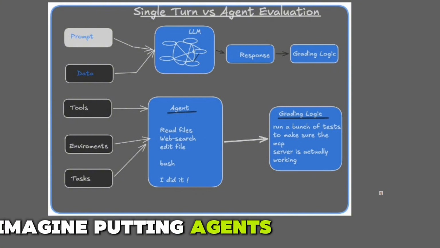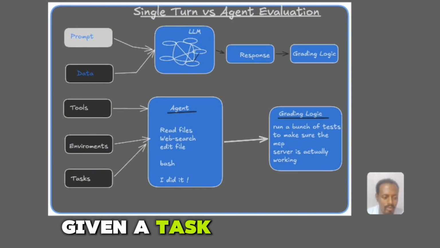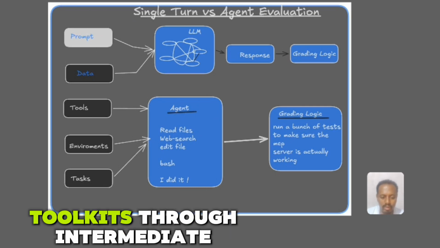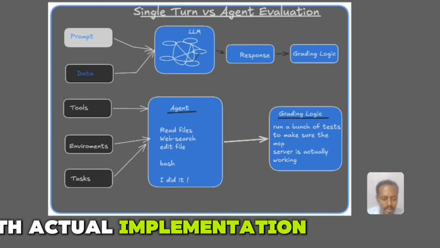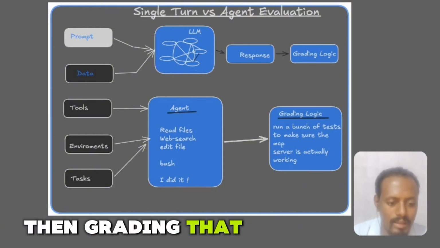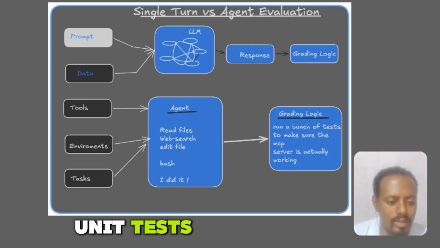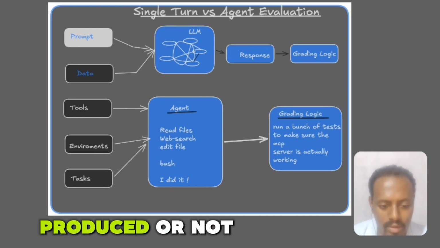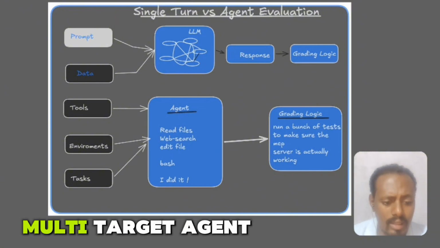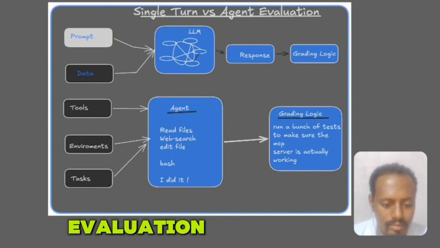Imagine a coding agent given a task: building an MCP server. It goes through tool calls and intermediate steps, and updates the environment with the actual implementation. Then comes grading. You run unit tests to check whether a working MCP server was actually produced or not. So that is multi-turn agent evaluation.